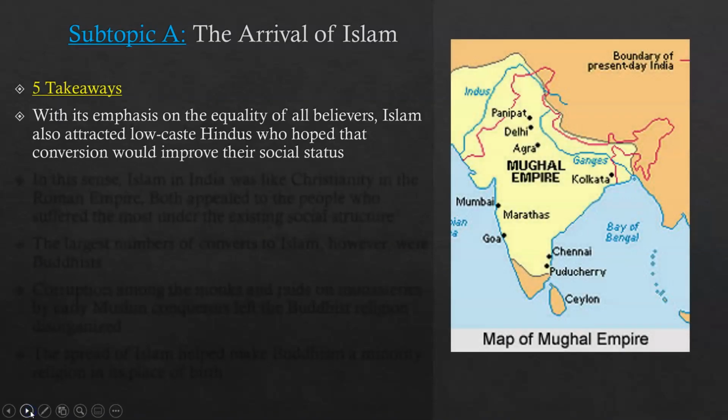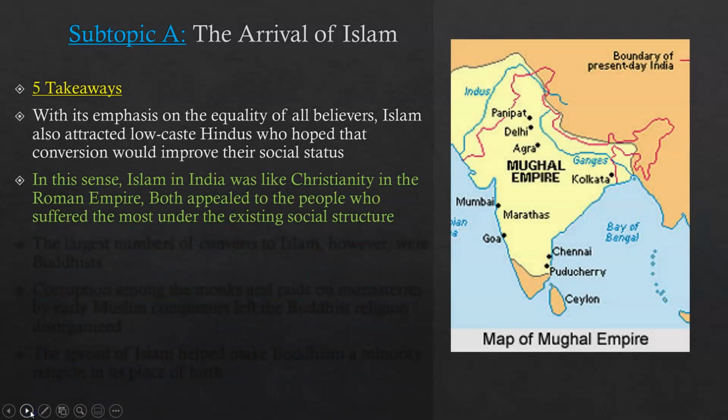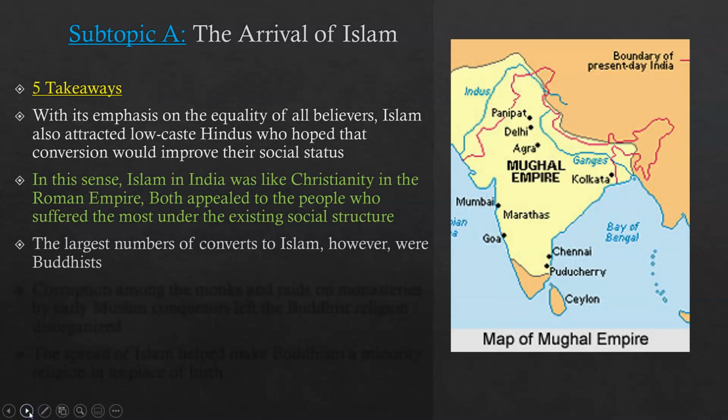I got 5 takeaways for you on this. With its emphasis on the equality of all believers, Islam also attracted low-caste Hindus who hoped that conversion would improve their social status. In this sense, Islam is kind of like Christianity in the Roman Empire. Christianity appealed to people who are suffering under that existing social structure. So, this concept of a religion being appealing not so much on spiritual grounds, maybe it was, maybe it wasn't, but a lot of people jumped on these religions because it offered some upward mobility, it offered some opportunity.